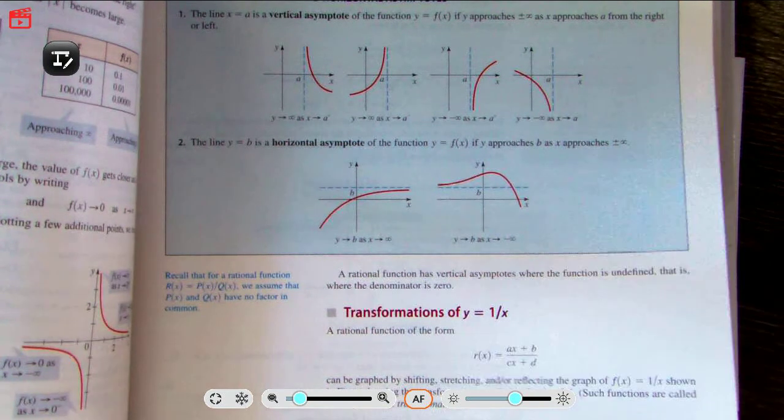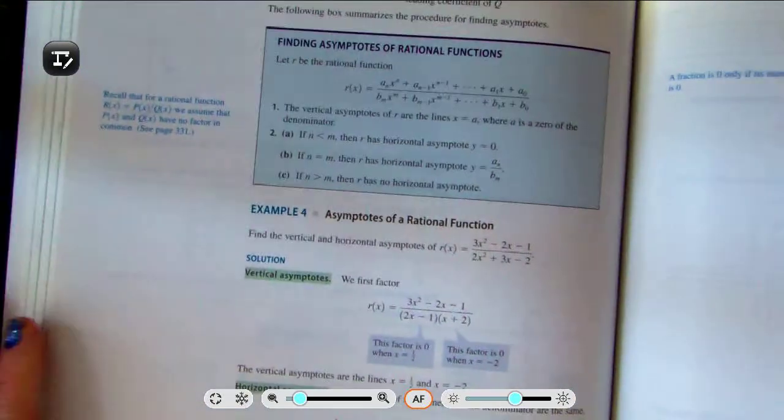The next thing they go through is a couple examples on just transforming 1 over x, and I will do those in another video, because I want to talk about all the pieces first of all.